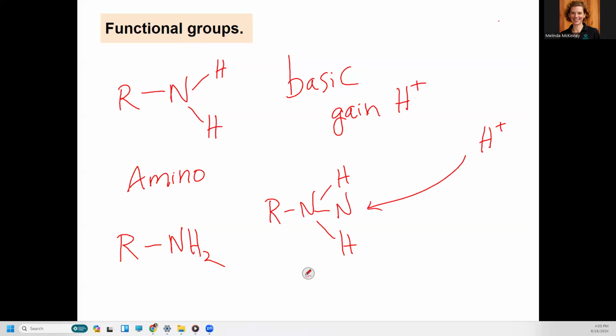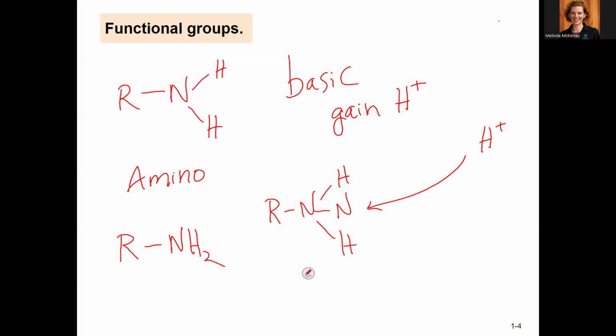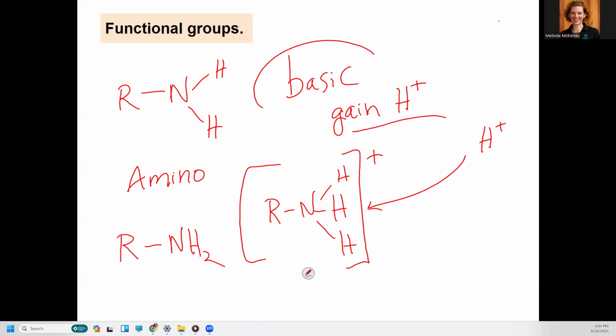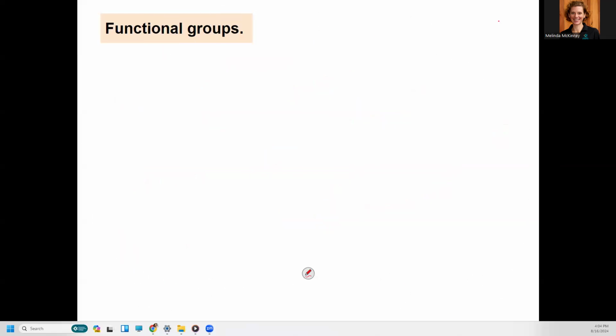Nitrogen can actually form 4 bonds. Oops, that was a hydrogen. Okay, so nitrogen can form 4 bonds. And so then this whole molecule is going to be positively charged. It's gained a hydrogen. And so again, it's basic. Okay. So we're over halfway done with our functional groups.